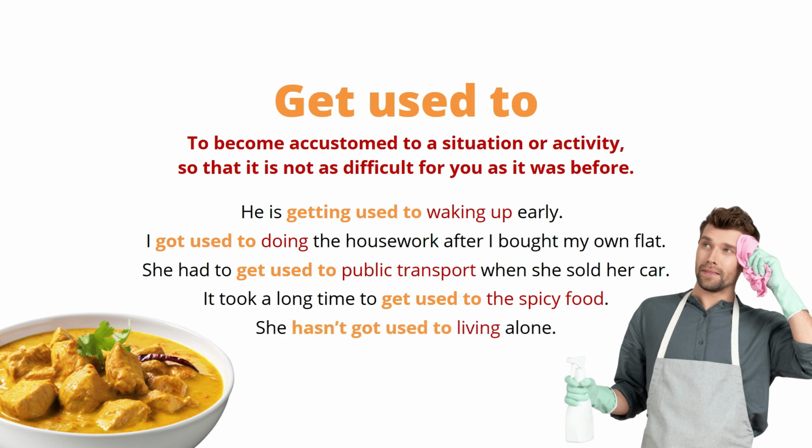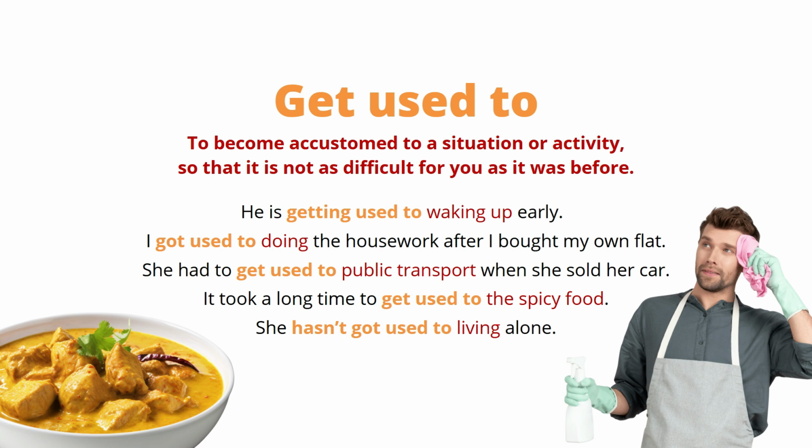She hasn't got used to living alone. Imagine a woman who is married with children, and then the children grow up and they leave home. So she lives with her husband, and then maybe her husband dies, and this poor woman has to live alone. And it would be a big problem. So she was used to having a lot of people around the house, and now she lives alone, and she hasn't got used to living alone. It is still a problem for her.